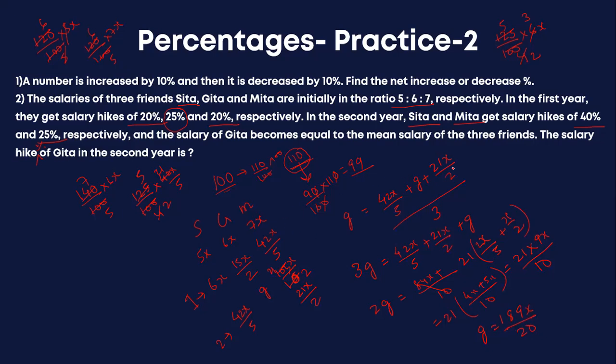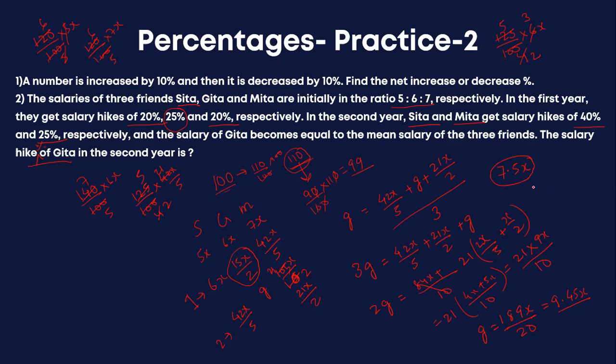Now I have to find the salary hike of Geeta, but Geeta's salary was what after 5 years, first year. This was a salary. If you calculate this, you will get it as 9.45x. That's what actually Bharat was telling, 945. Then it clicked in my mind. Right, now this we calculate 9.45x. But her salary was what, 15x by 2, which was 7.5x, right?